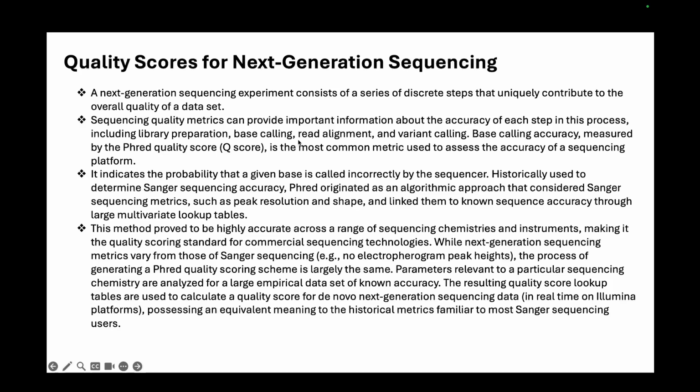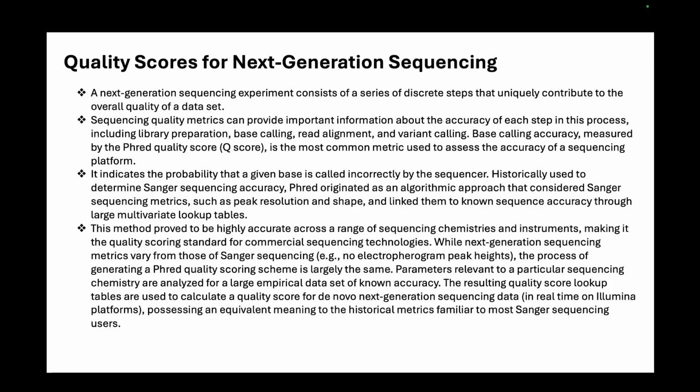So sequencing metrics can provide important information about the accuracy of each step in this process, including library preparation, base calling, read alignment, and variant calling. Base calling accuracy is measured by this Phred quality score. It is the most common metric used to assess the accuracy of a sequencing platform. It indicates the probability that a given base is incorrectly called by the sequencer.